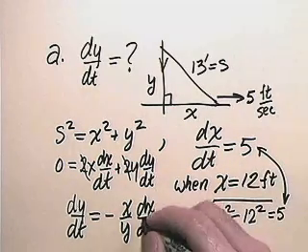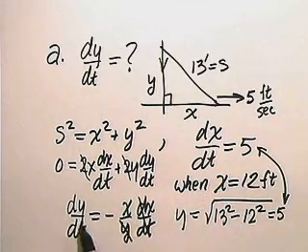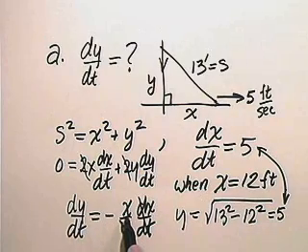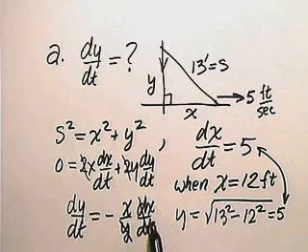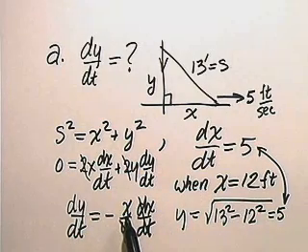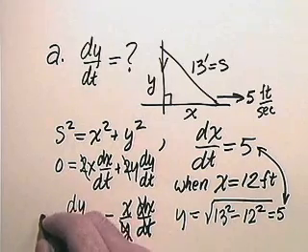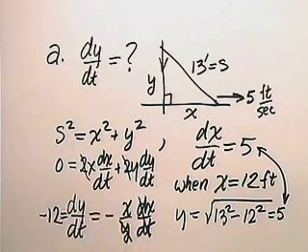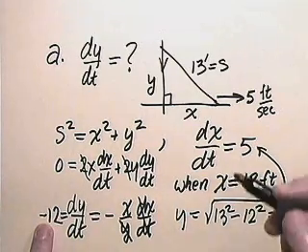So in effect, this cancels that, and dy/dt is the negative of x, just for these particular numbers. So dy/dt is negative 12. So let me put this over here, negative 12 for dy/dt. What's the significance of the negative sign?